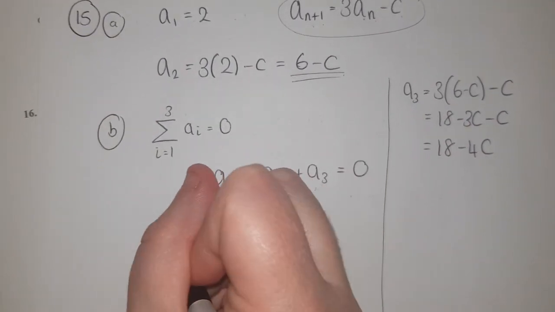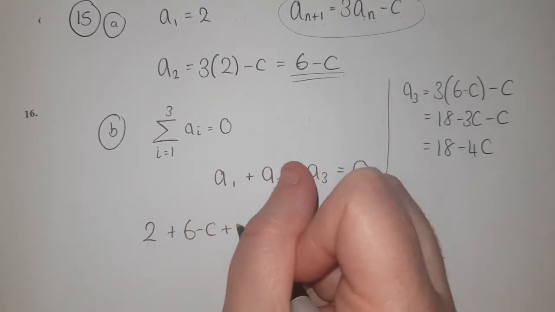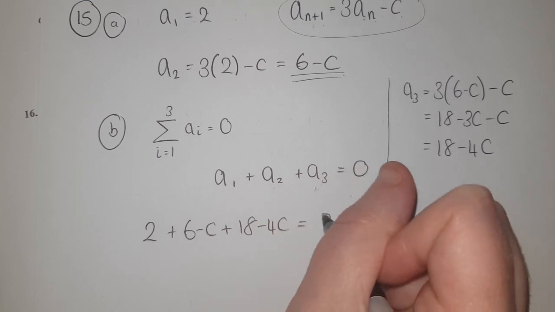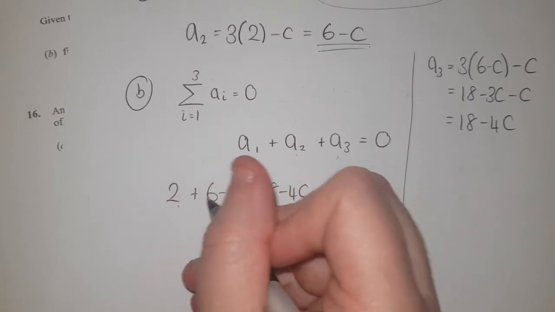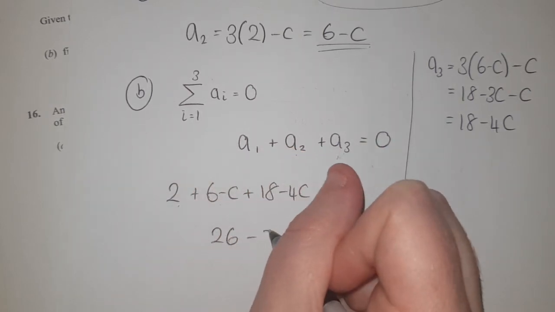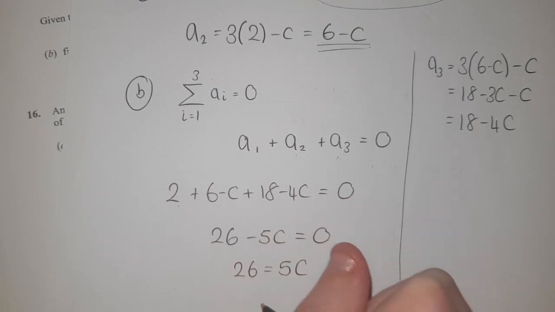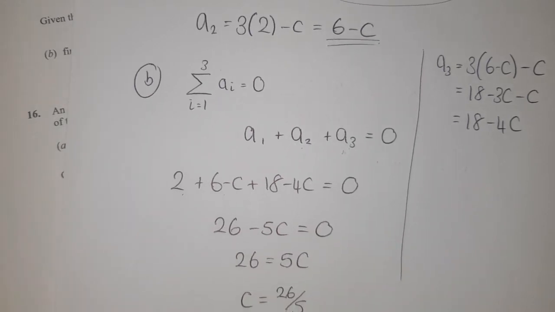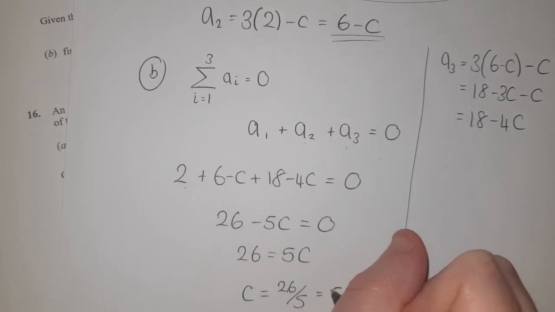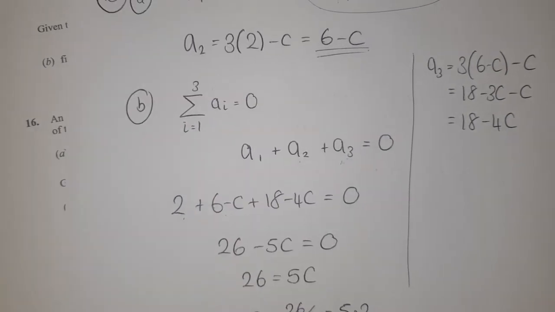I'm now going to add all my numbers together. So a1 is 2, a2 is 6 minus c, a3 is 18 minus 4c, and that has to equal 0. In which case, I've got 26 minus 5c equals 0. So 26 is equal to 5c, in which case c is equal to 26 fifths, or 5.2, whichever way you've written it. And that's it, question 15 done.